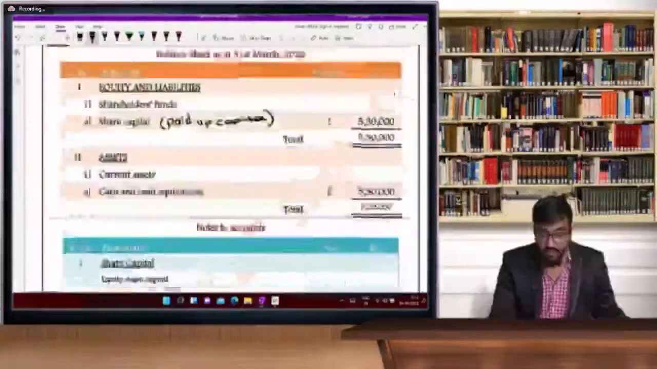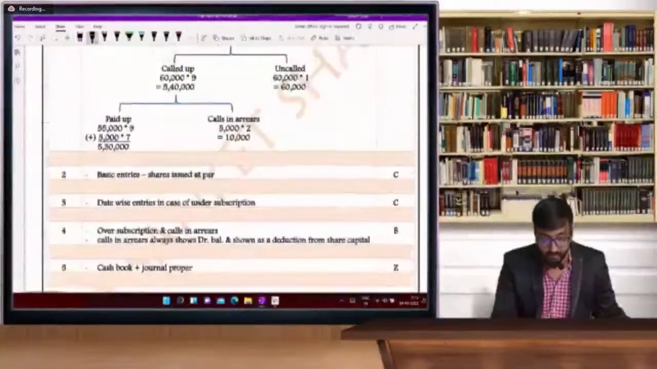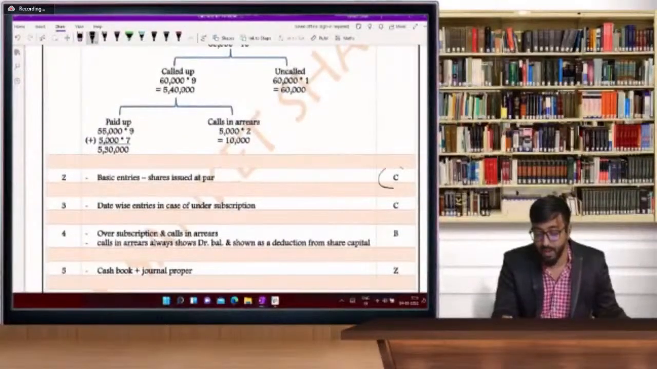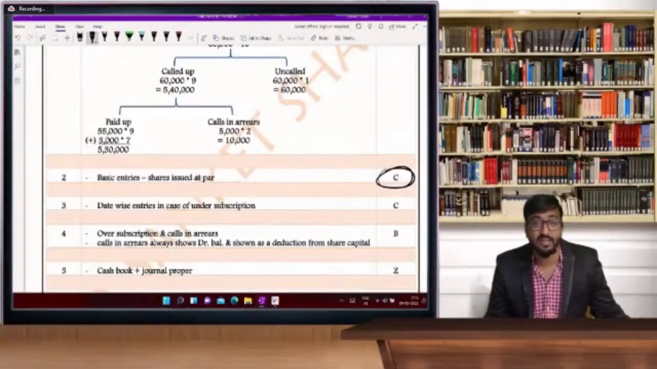Very easy category question. So you can write it in the index: basic entries, shares issued at par. C category question, but a very easy one. Basic entries, shares issued at par.